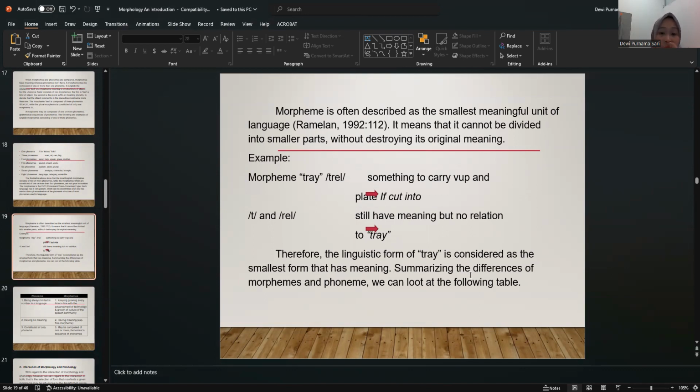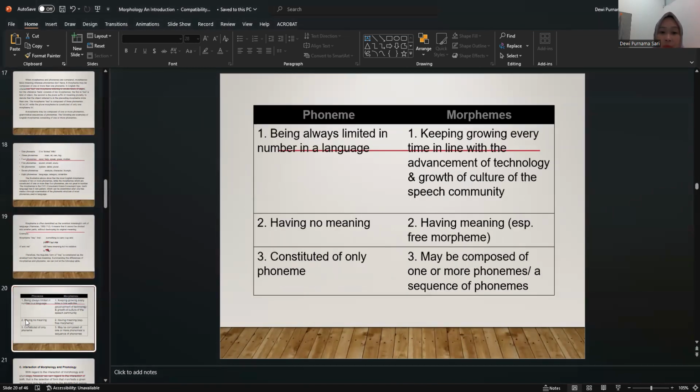Summarizing the differences between morphemes and phonemes, you can see in this table. Phonemes are always limited in number in a language. Meanwhile, morphemes keep growing all the time in line with the advancement of technology and growth of the culture of the speech community. Phonemes have no meaning, while morphemes have meaning, especially free morphemes. Phonemes are constituted of only phonemes, while morphemes may be composed of one or more phonemes or a sequence of phonemes.